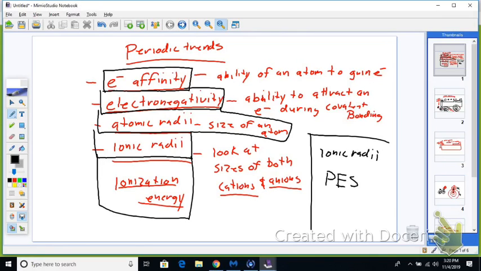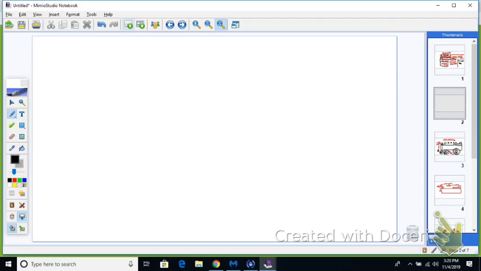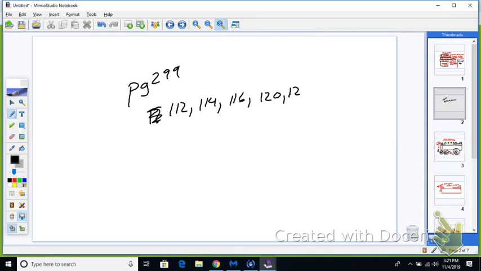I'll give you the assignment, but it's due on Wednesday because we're not fully done talking about some of these concepts. So some of this you can answer. Page 299, problems 112, 114, 116, 120, 121, 124, 133, and 134. Okay, and that's due on Wednesday.